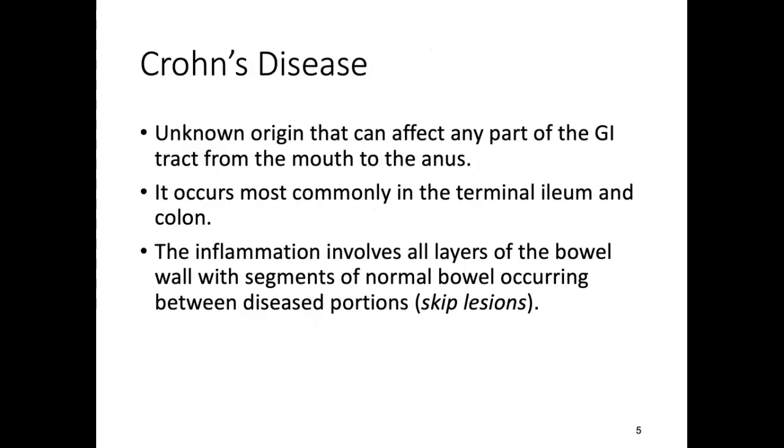Crohn's disease is a chronic IBD of unknown origin that can affect any part of the GI tract from the mouth to the anus. Crohn's disease occurs most often between the ages of 15 and 30. When it occurs in older adults, the morbidity and mortality rates are higher because of other chronic problems that may be present. It occurs most commonly in the terminal ileum and the colon.